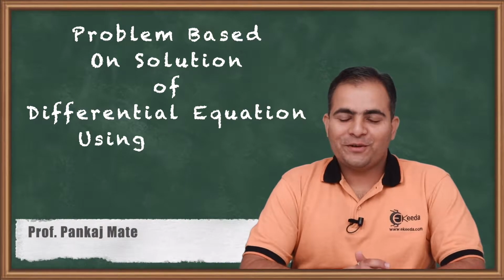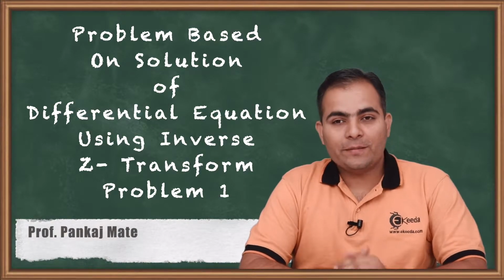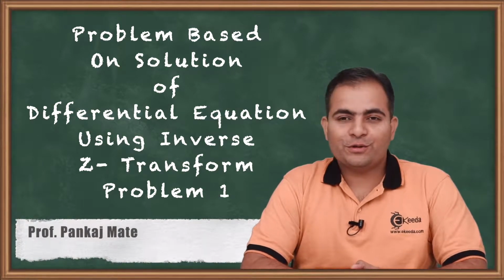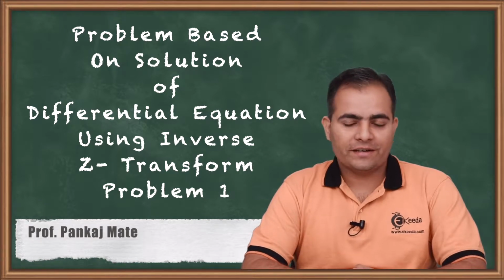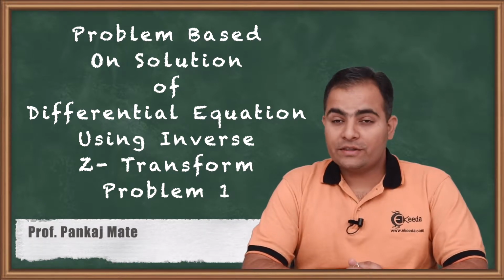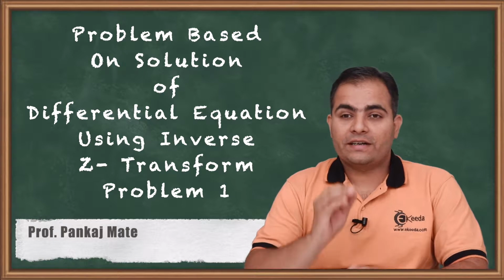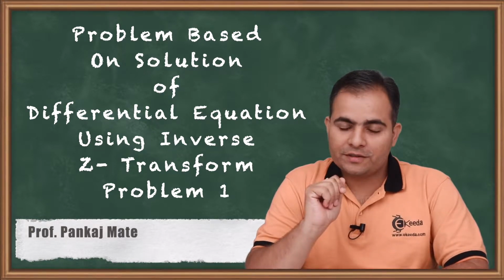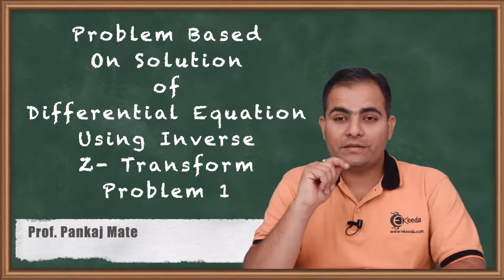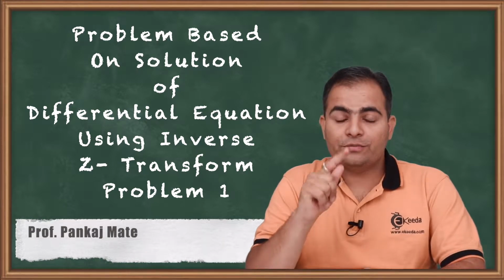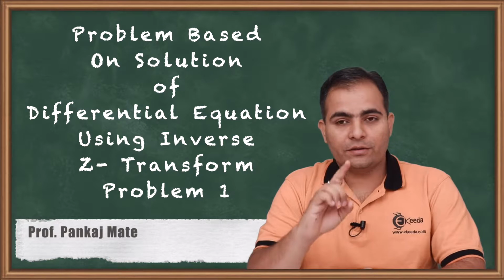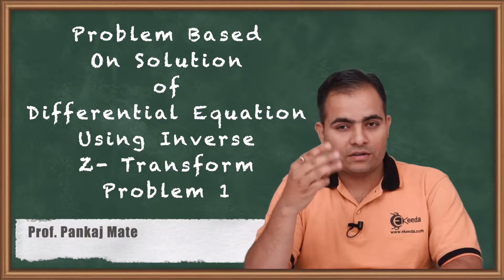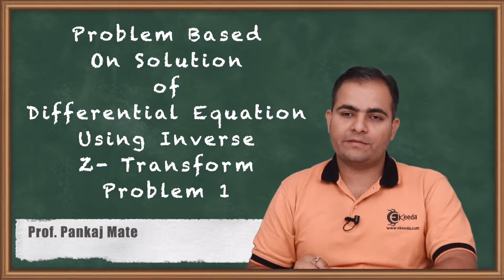Hello friends, and today we are going to study numerical problem number 1, which is based on solution of a differential equation using inverse Z transform. In these first two numericals, we are going to study the transfer function of a system, impulse response of the system and step response of the system. While solving this equation, we are going to assume all initial conditions are 0. Then you can get the answer of all these three questions. So we will move on to question number 1 first.